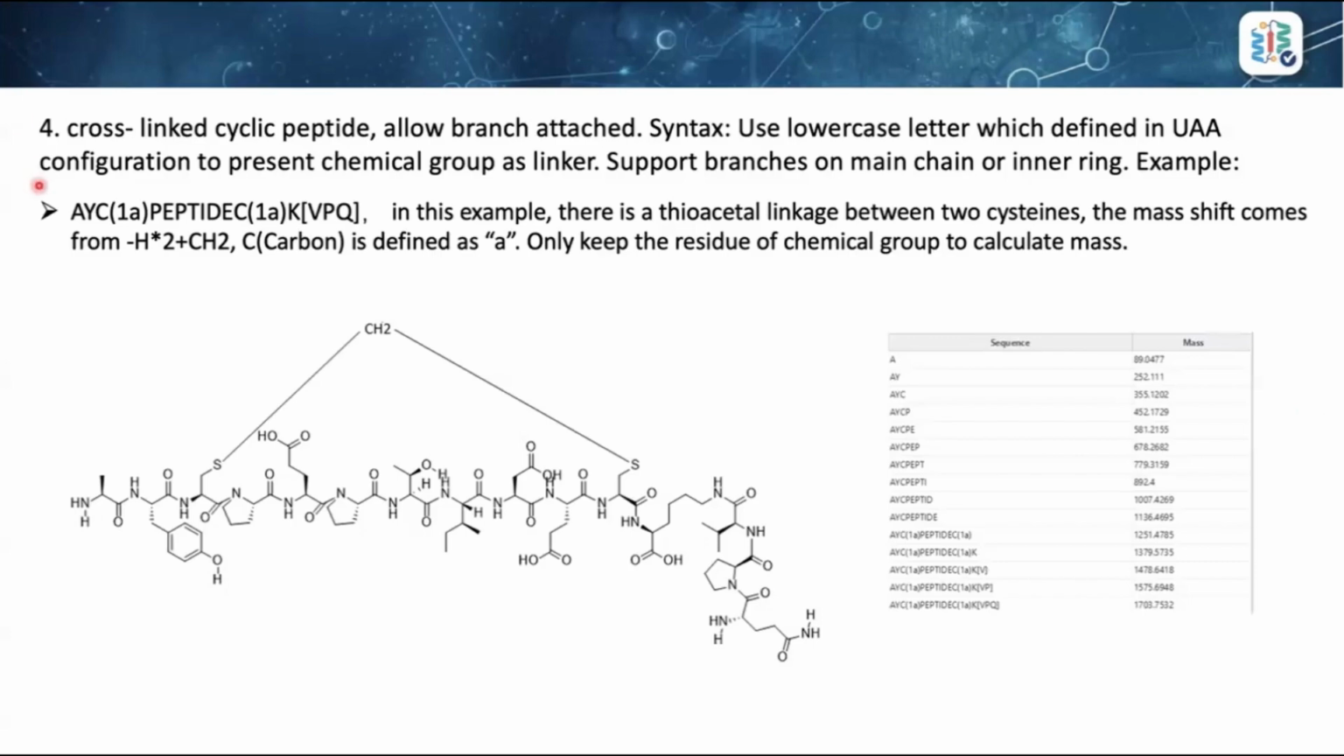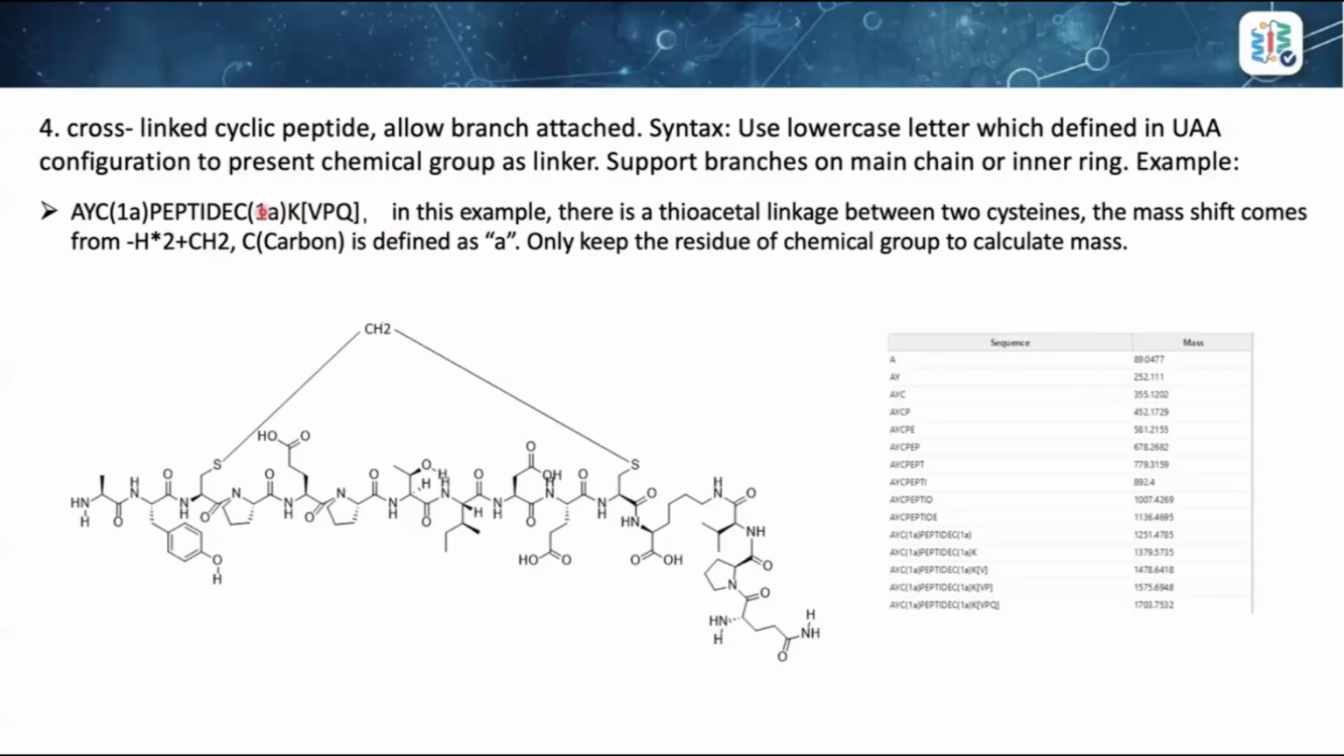For molecules with complex sequences and structures, we also support cross-linked cyclic peptides, and we allow branches to be attached. Here the syntax uses a lowercase letter, which is defined in the UAA configuration, as an amino acid. We use this configuration to present the chemical group as a linker. We support branches on a main chain or in the ring.